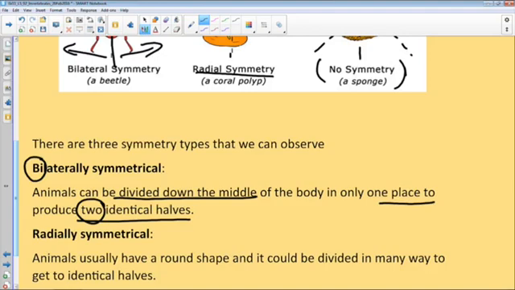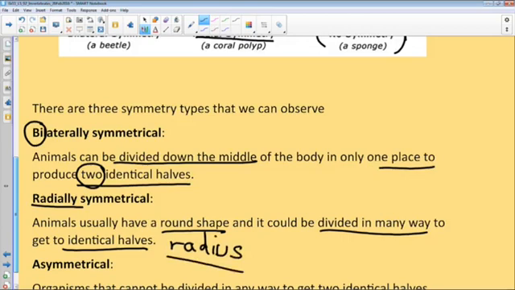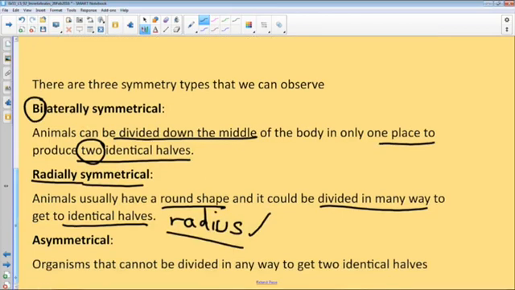We also looked at the second example, an organism that is round and that could be divided in many ways, generally around the radius, to produce identical halves along the radius, and we refer to these as radially symmetrical. So look for the radius and look at whether the radius generates lines of symmetry, and that would be a key feature of an organism that is radially symmetrical. And the last example was an organism that, when cut in any direction or plane, produces no two identical halves. So what are we saying?